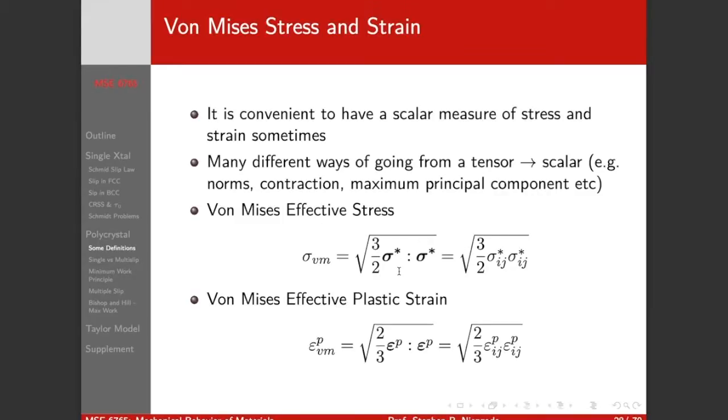But the von Mises effective stress is defined this way in terms of the deviatoric stress. It's 3/2 times s_ij s_ij, right? So this is just the sum of all of the elements of the deviatoric stress tensor squared. Sum them all up, multiply by 3/2, and take the square root. And that's the von Mises effective stress. And we can define a von Mises effective plastic strain in the same way, except instead of 3/2, we have 2/3. Again, that's just some definitional stuff.